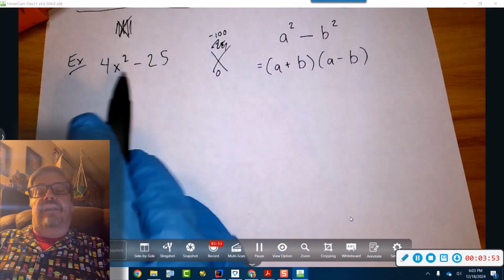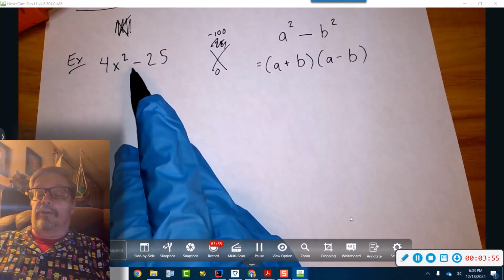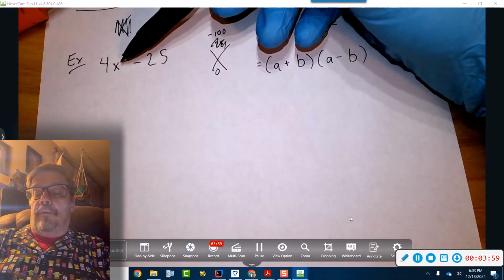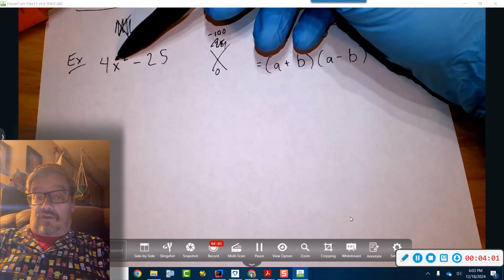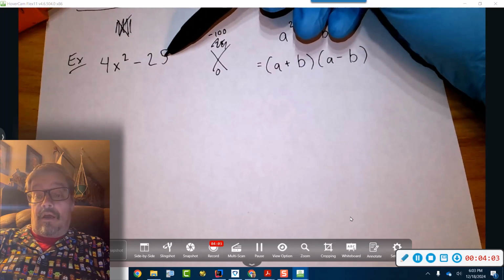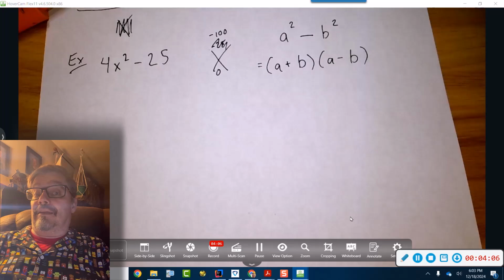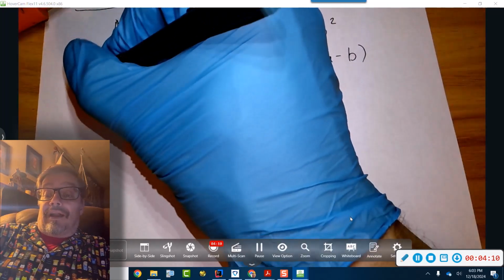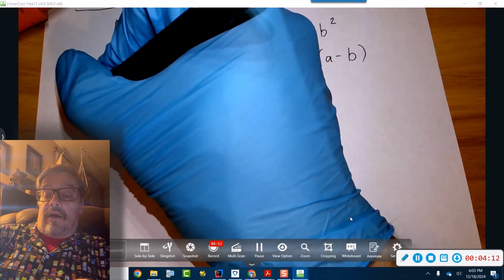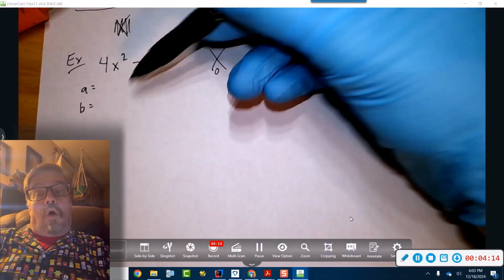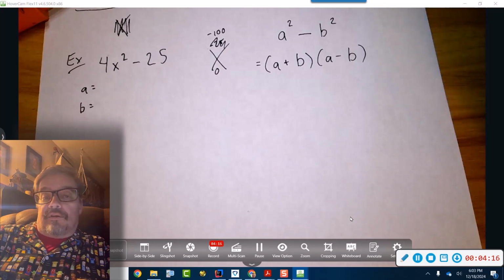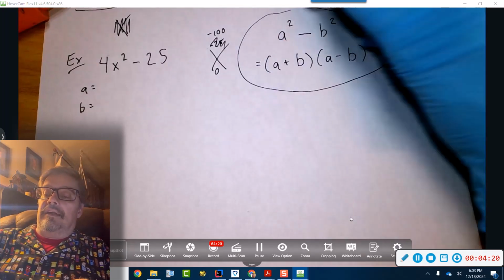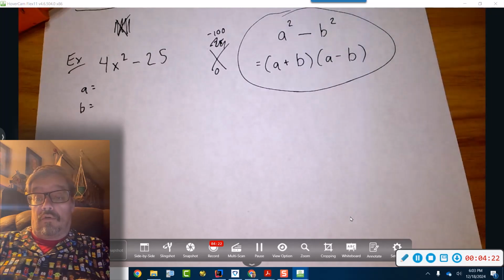What we want to identify is that we definitely see this is subtraction, but we have to ask the question: is this a perfect square, and is this a perfect square? Just because it has an X doesn't mean that it's not a perfect square. We're going to identify what's being squared in both cases. You'll only have to do this the first couple times, and then you will stop labeling A and B. But remember, this right here is the difference of two squares rule, okay?